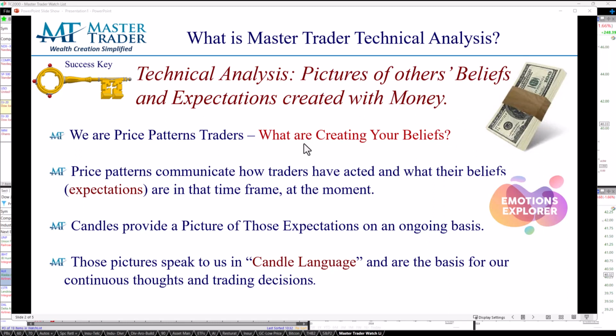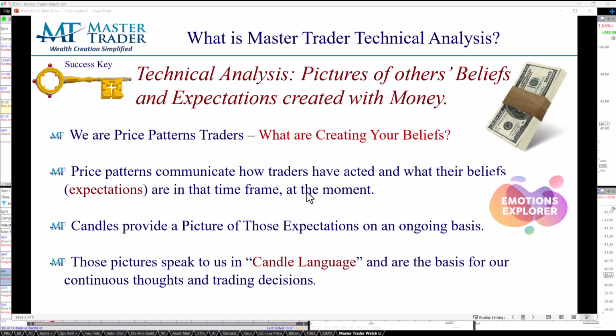And so I say, what are creating your beliefs? Indicators? Something other than the price action? I mean, you eventually get to the price action if you're looking at indicators, but the theory is the indicators are going to lead or tell you what to do. But in reality, they're always behind, and you can see everything just by watching the price patterns. So they tell us what other traders have done. And when they tell us what they've done, they also tell us what their expectations are.